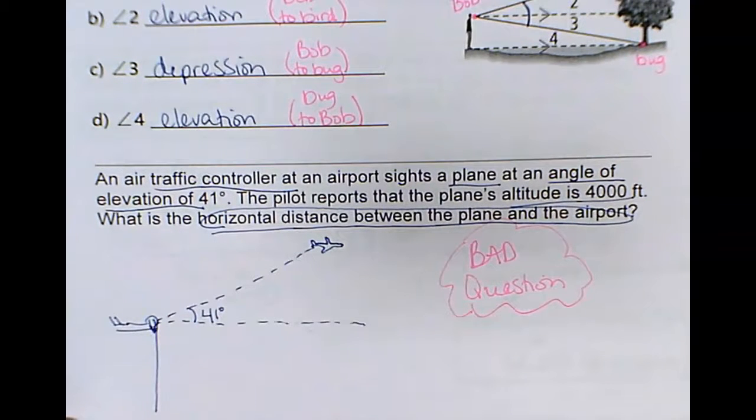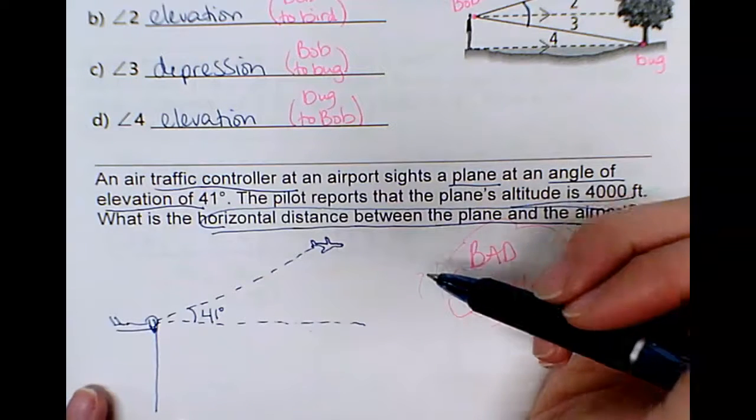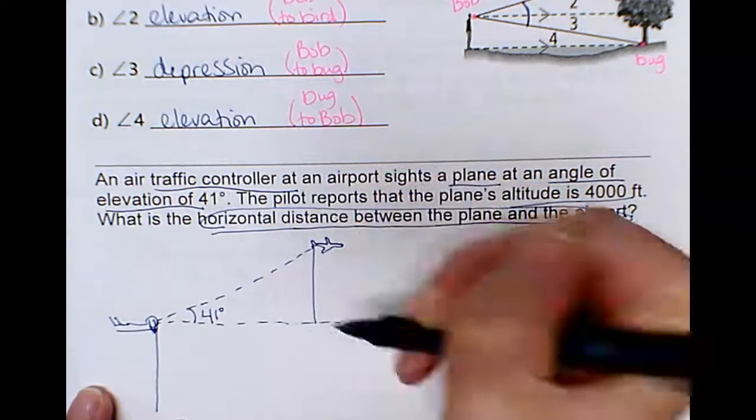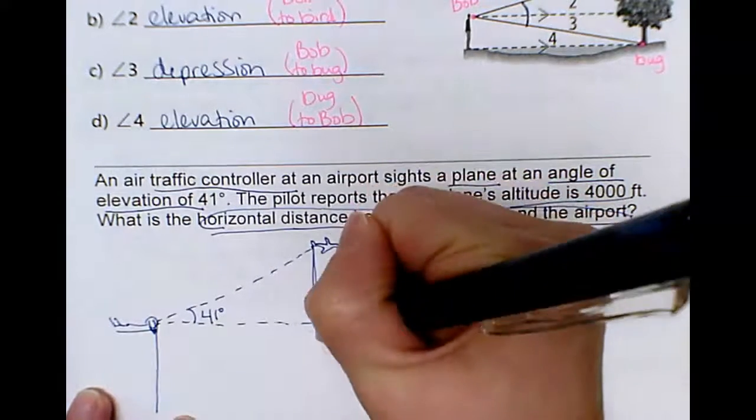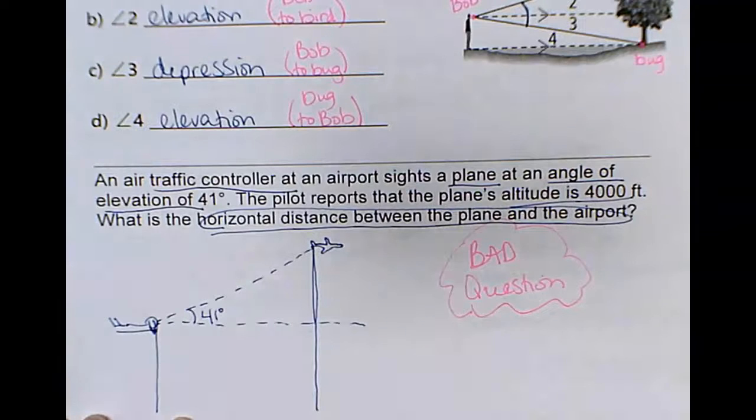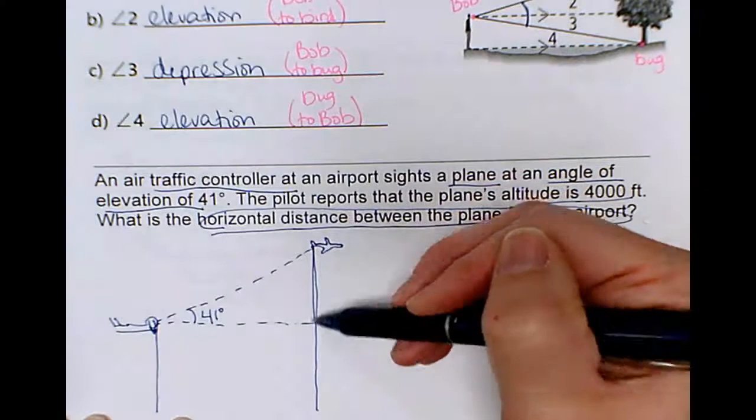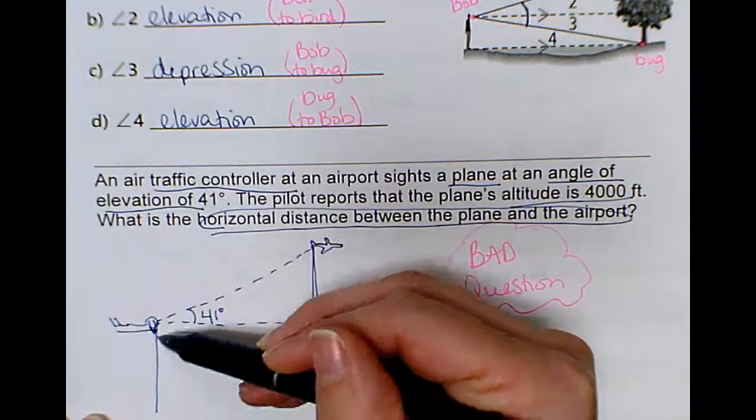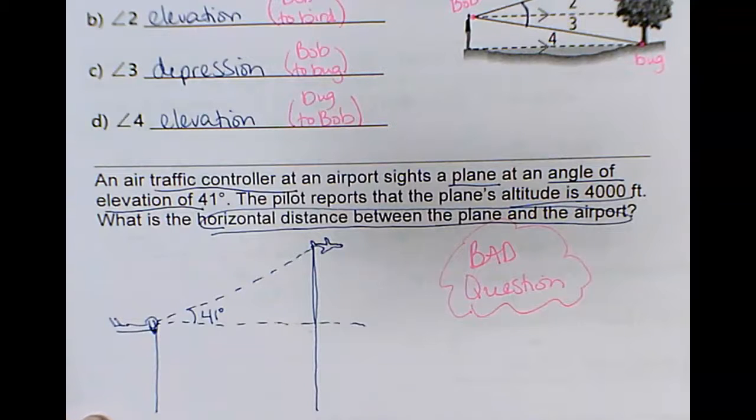So do you see the issue? We don't know how high up in the air this air traffic controller is. So we don't know whether we should draw the plane's altitude of 4,000 feet from the plane to here or from the plane to down here. And if we draw it from the plane to down here, well, we really don't know how high the air traffic controller is in the air. So that's why this question is a bad question. It doesn't give you as much information as you need.